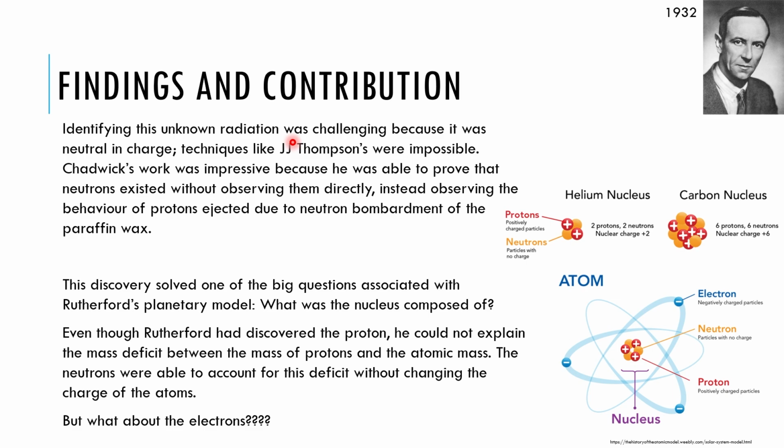As such, the discovery of the neutron solved one of the big issues that existed in Rutherford's planetary model. What was the nucleus composed of? We already knew that there must be protons inside there, but scientists didn't know the identity of the other particles that made up the mass deficit. Fittingly, the mass of the neutrons was able to account for the mass deficit much better than the proton-electron combination that Rutherford had suggested. As a result, we then had our improved planetary model with not just a uniform nucleus, but one composed of protons and neutrons.